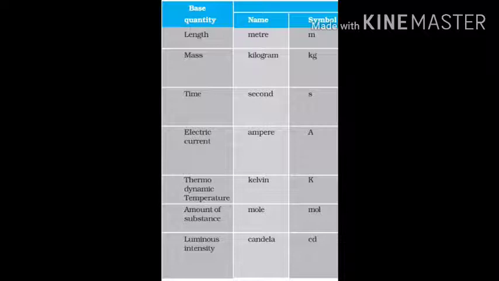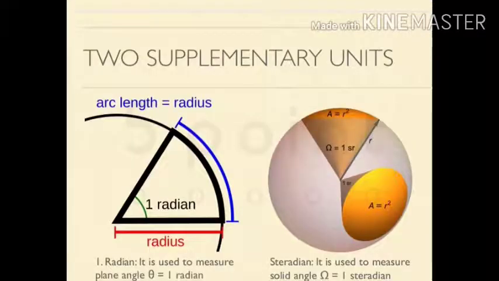Electric current, unit ampere, symbolized by capital A. Thermodynamic temperature, unit Kelvin, symbolized by capital K. Amount of substance, unit mole, symbolized by mol. Luminous intensity, unit candela, symbolized by cd. With these 7, there are 2 supplementary units also. The supplementary units are angle and solid angle.